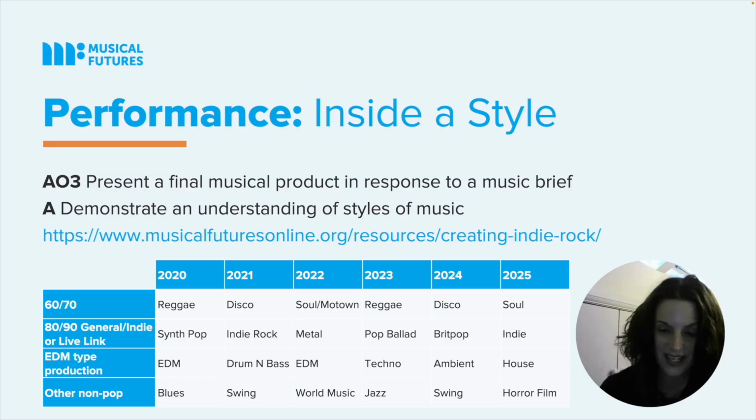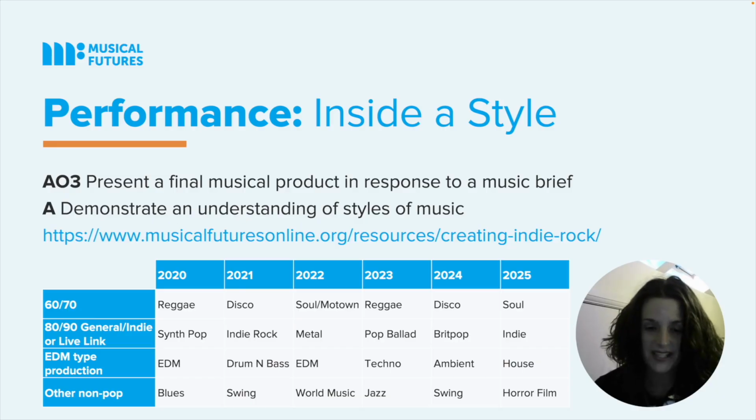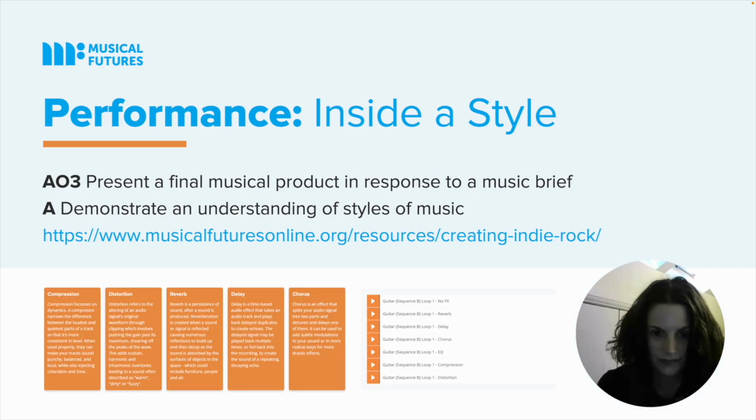There's Oasis, so there's indie, so you've got Clarks, all sorts of different things. There's an insider style for indie rock, which we'll have a look at in a minute. EDM, they've done drum and bass, techno, ambient house. Again, lots of relevant resources. And non-pop, they've done blues, swing, horror film, so we'll come to talk about those in a minute. There's plenty of resources for those as well on the website.